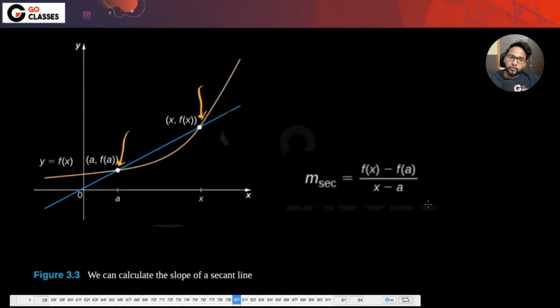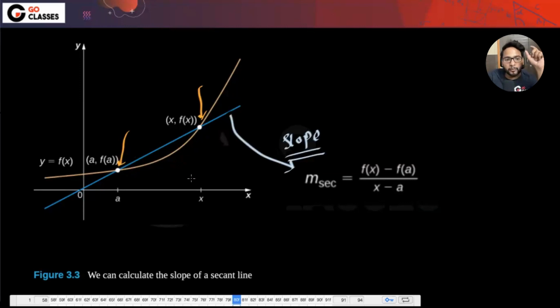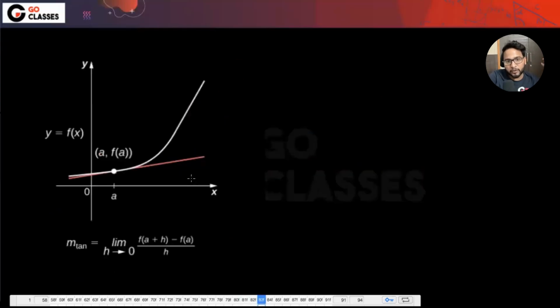Now what we are going to do is take points on the curve. We are taking 2 points on the curve, which means the coordinates will be some form of (a, f(a)) and (b, f(b)). So now we know the slope of this particular line. Now instead of taking these 2 points so far apart, let me take these two points very close.